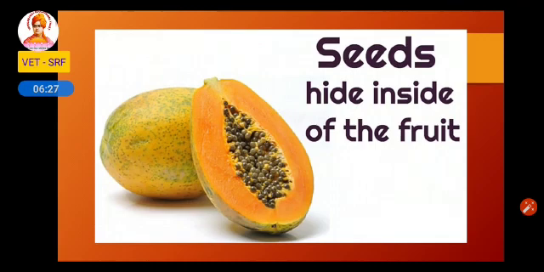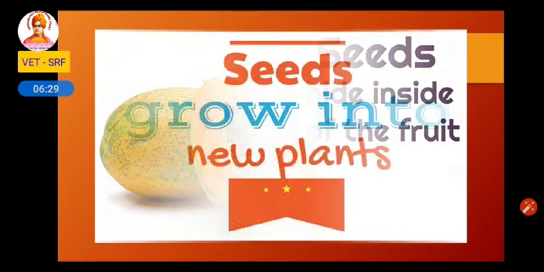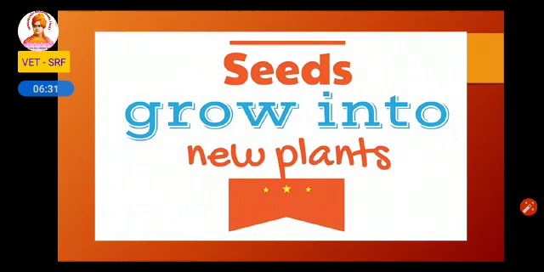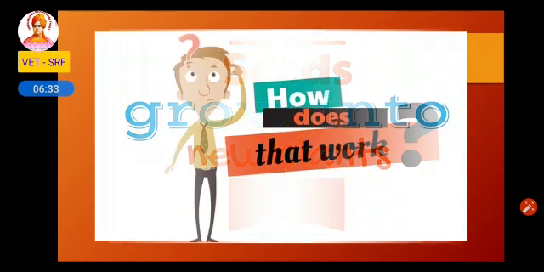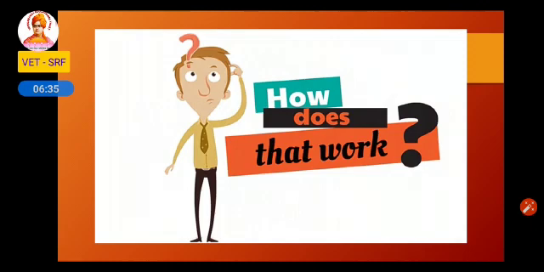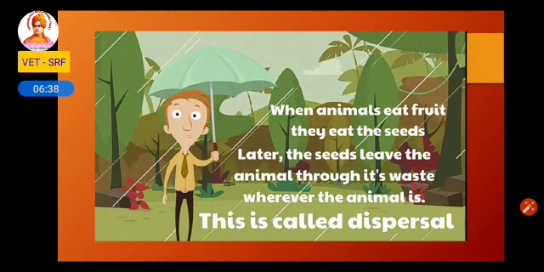So seeds are seen inside the fruits. Seeds grow into new plants. But how do they do it? Let us see. When animals eat fruit, they eat along with the seeds. Then the seeds leave the animals through their waste.